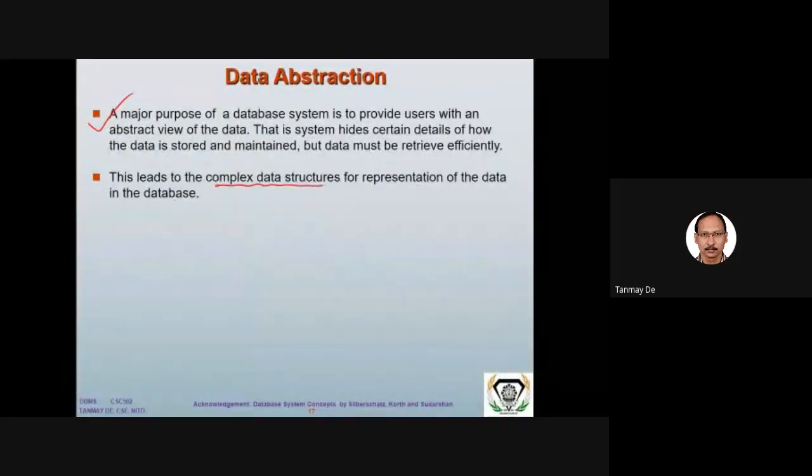That is what I told. The main role of the database management system is to provide the user with an abstract view of the data. That is, the system hides certain details of how the data is stored and maintained, but such data can be easily and efficiently retrieved from the database, and it also hides the details of how relationships among the data elements are maintained.